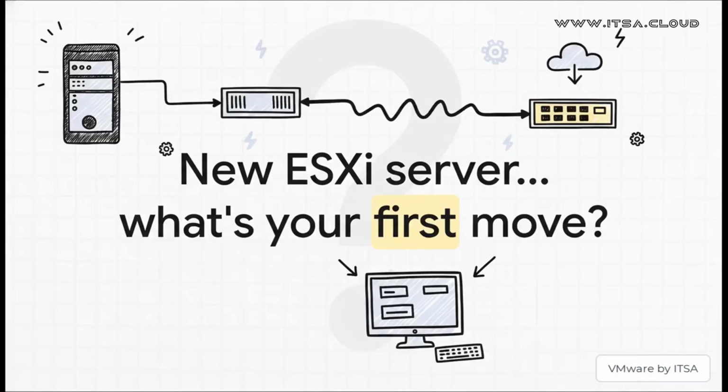So, picture this. You've just done a fresh install of ESXi. The server reboots, and you're staring at this classic yellow and gray screen. It's just sitting there, waiting for you to tell it what to do. We've all been in that exact spot. So, what's your first move? How do you take this powerful machine and get it online and doing actual work?